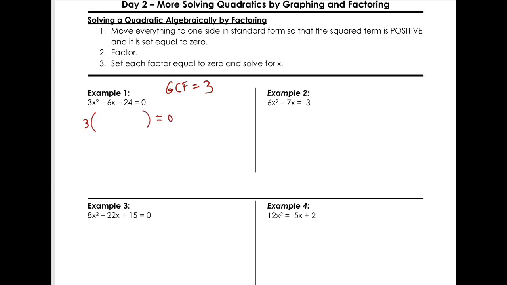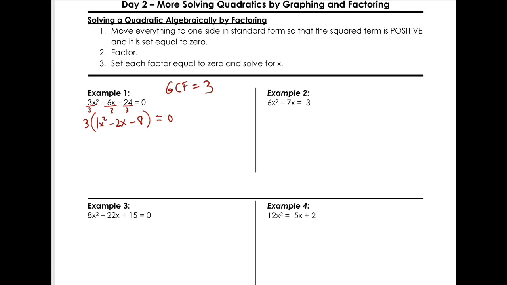Of course, we have our parentheses there. We started with 3 terms, so we have to get back to 3 terms. How do we do that? We divide each term by the GCF. 3 divided by 3 is 1. We don't have any variables to divide by, so the variable just drops down. -6 divided by 3 is -2. Again, the variable comes down, and then -24 divided by 3 is -8.